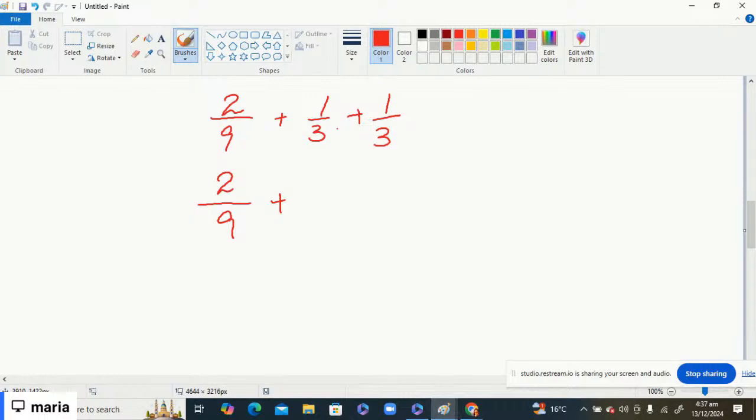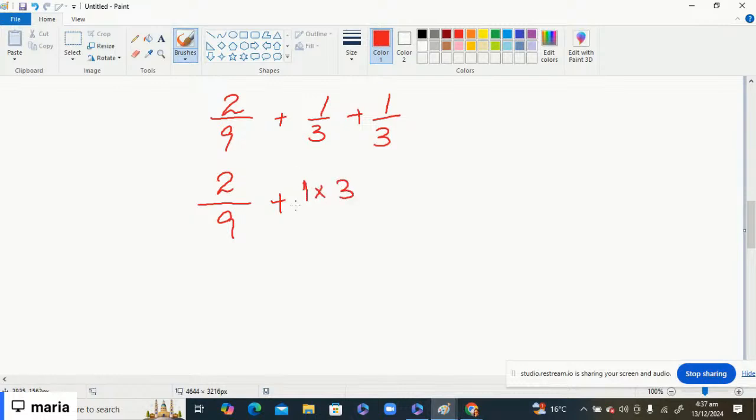3 times which number is 9? 3 times 3 is 9. So both the numbers are multiplied with 3 on the top as well as on the bottom. So 1 by 3 is multiplied and divided with 3. What's the answer? That is 3 by 9. And the second answer is also 3 by 9.